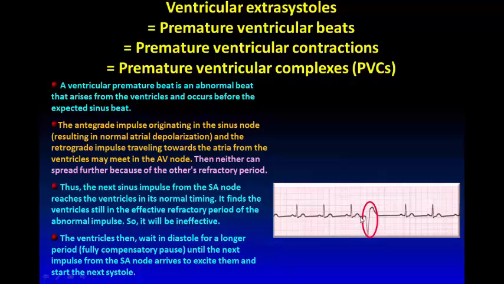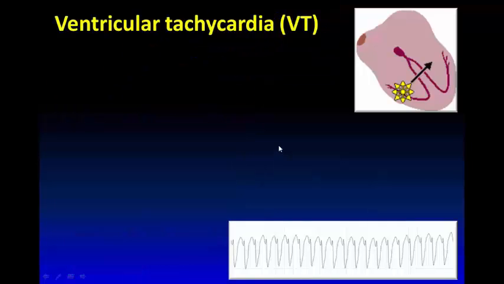Now, after the T wave, after the ventricles finish with repolarization, they begin with diastole, and while the ventricles are in diastole and waiting for a normal sinus impulse, it happens that a hyperexcitable focus in one of the ventricles initiates an abnormal impulse which causes ventricular depolarization, resulting in a premature ventricular complex or a premature ventricular beat. The QRS complex is of abnormal shape and it is wider than normal because it arises from one of the ventricles.